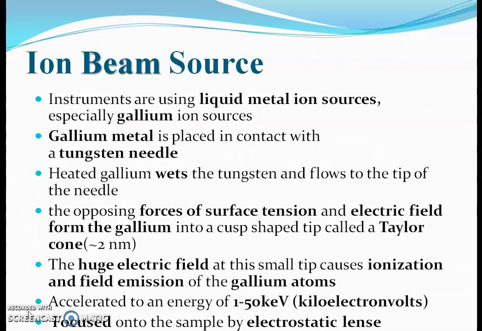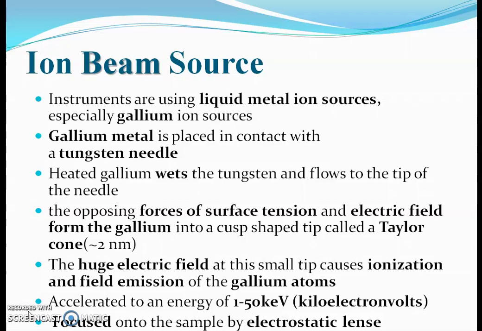In the next slide, the ion beam source. What is the ion beam source and how is it generated, we will discuss in detail. In these instruments, we are using a liquid metal ion source, LMIS. Especially we are using a gallium ion source for the machining process. Gallium metal is placed in contact with the tungsten needle for the machining process.